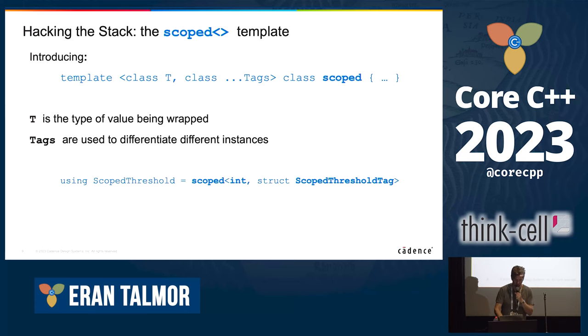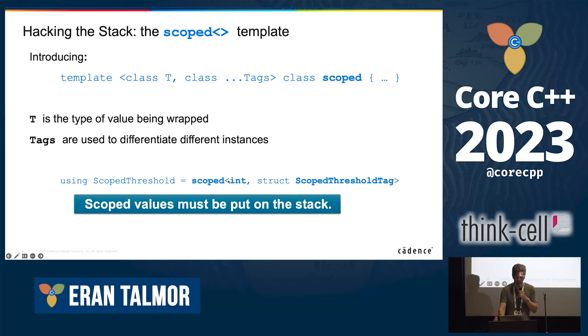So the scope template. Basically, it's a template that wraps a type T. So you can wrap an integer, but it has the semantics. So this integer might be a threshold or a height or an x-axis or whatever. So using some extra type class tags, you can differentiate them. So for instance here, we're defining a scoped threshold, which is an integer. And you must put them on the stack, or at least they need to appear as if they're on the stack. They need to construct and destruct in a stack manner. So you can also put them in a container.